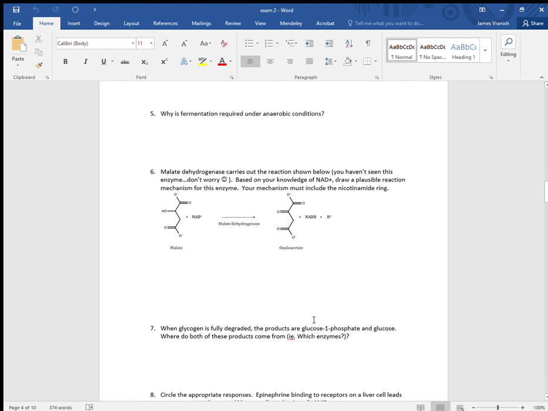But all right, number 5, why is fermentation required under anaerobic conditions? So I expected you guys to say something about regenerating NAD+, or sorry, consuming NADH, something along those lines, in order for glycolysis to continue to occur.